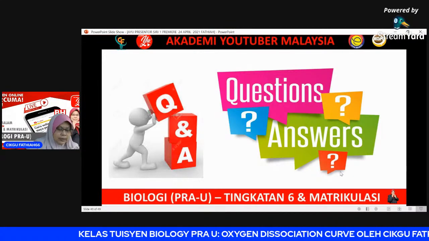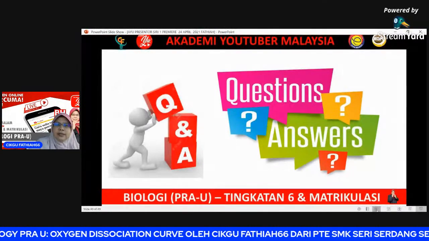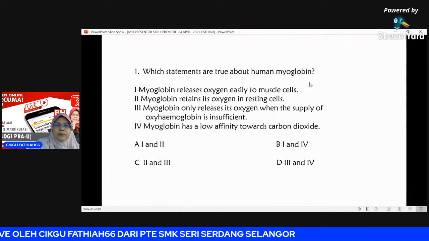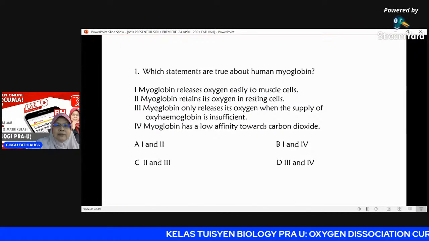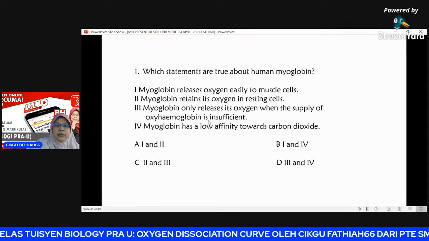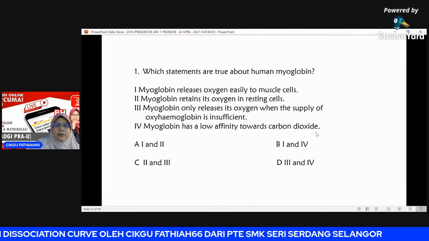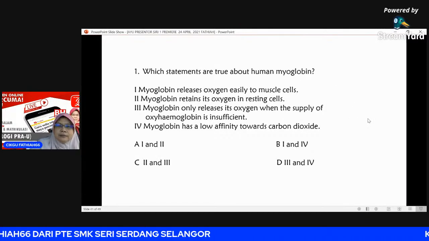Okay, now we go to the last part, the question and answer part. Number 1, which statements are true about human myoglobin? 1, myoglobin releases oxygen easily to muscle cells. 2, myoglobin retains its oxygen in the resting cell. 3, myoglobin only releases its oxygen when the supply of oxyhemoglobin is insufficient. 4, myoglobin has low affinity toward carbon dioxide. Which are true about myoglobin? Okay, let's try.